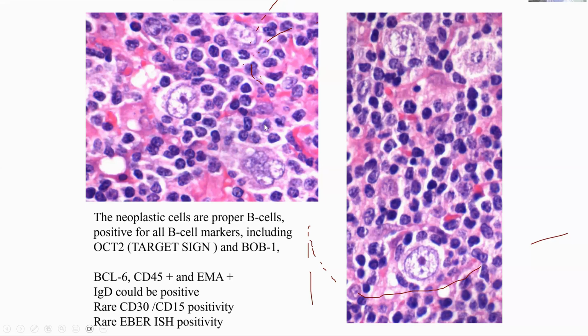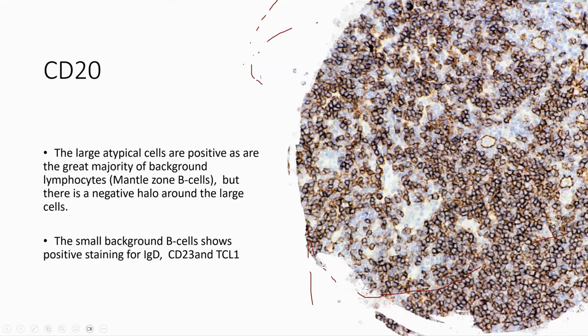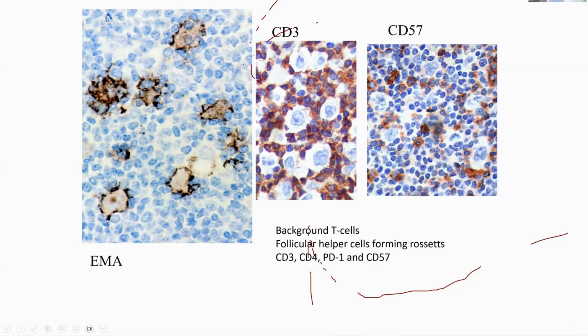And EBER-ISH is essentially negative. The CD20 shows 2 patterns of staining. The large cells are strongly positive, and there are also background cells, what we call mantle zone B cells. These background B cells show staining for IgD, CD23, and TCL1, resembling mantle zone. The third component is the background T cells, which are follicular helper cells in immunophenotype and will be positive for CD3, CD4, PD1, and CD45.